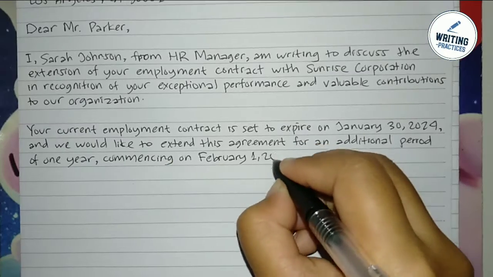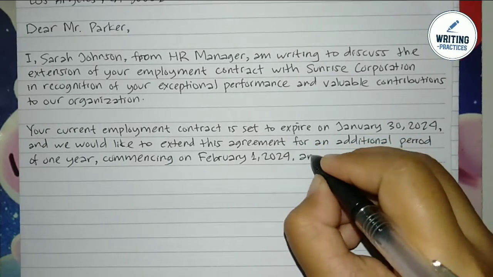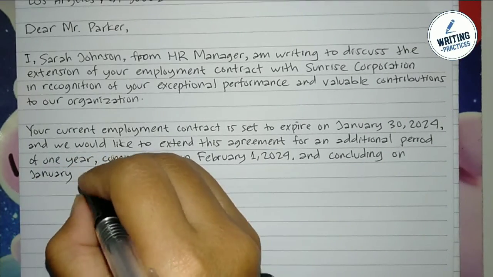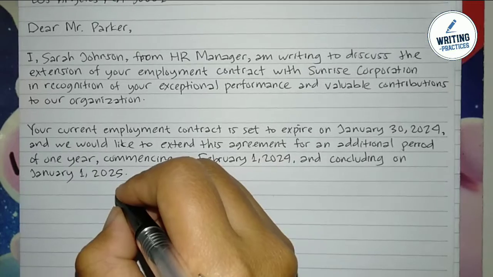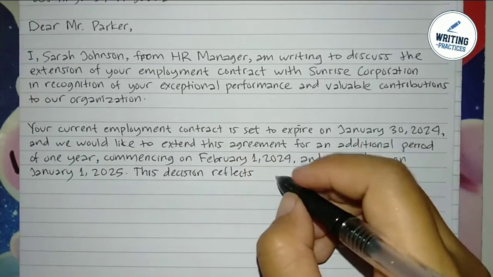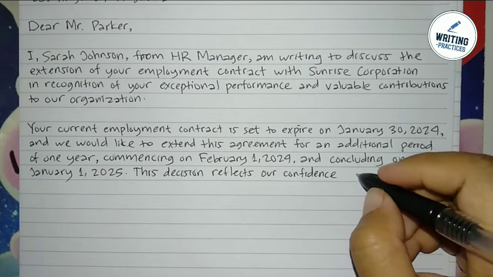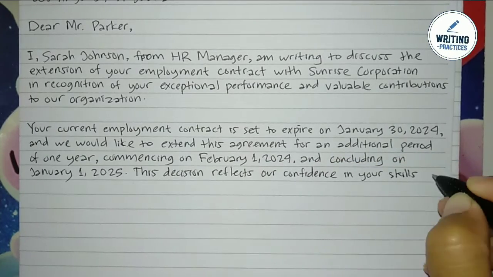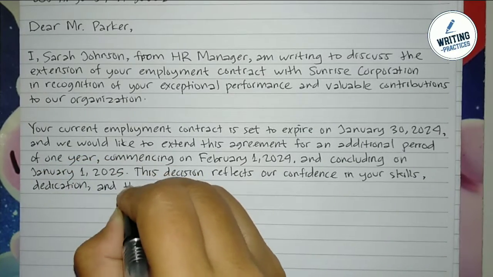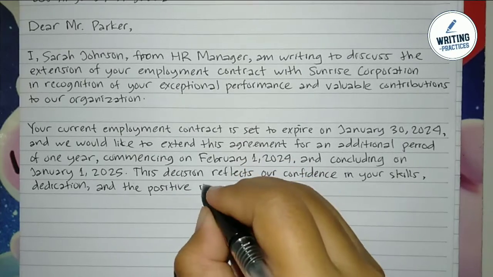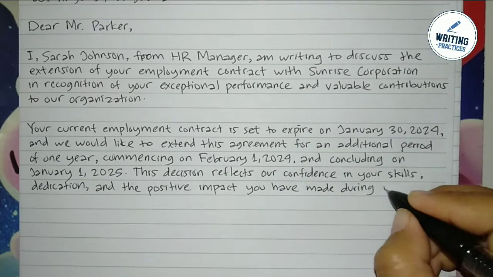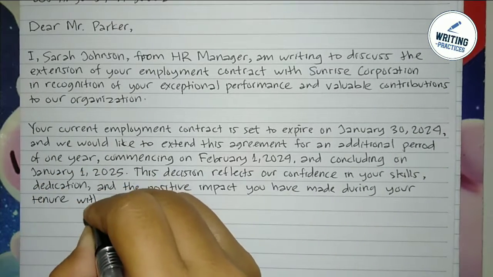Along with the proposal, once again, explain why the company offers you a contract extension. You can briefly acknowledge the recipient's contributions or mention the contract's current status. Convince the recipient how the company appreciates his or her dedication to the company. You can simply write something like, "This decision reflects our confidence in your skills, dedication, and the positive impact you have made during your tenure with Sunrise Corporation." Sure, you can also mention the recipient's achievements and so on, based on your preference.